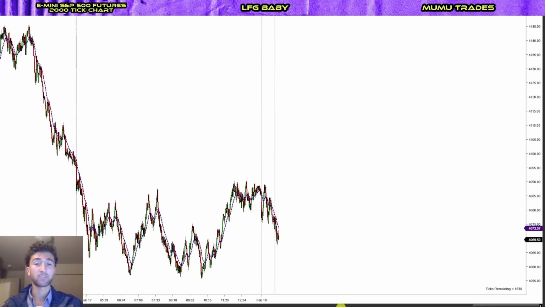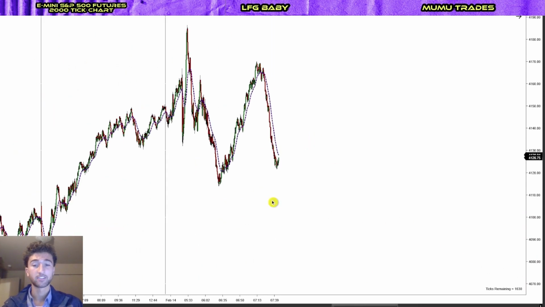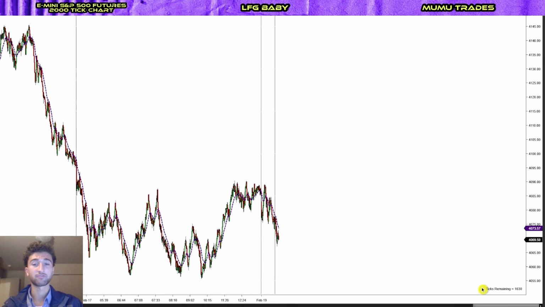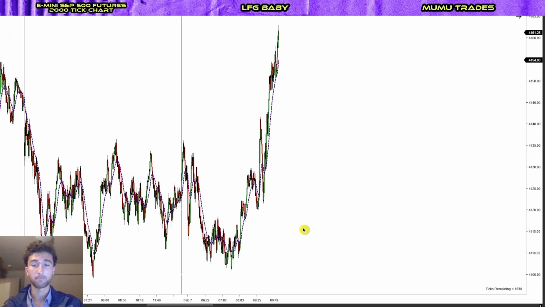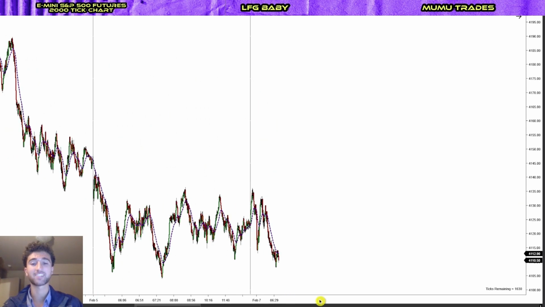I'm just going to be picking a random day on the chart, and we're going to go from there. So I'm just going to use this scrolling bar. So if we go left, right, left, right, left. Okay, boom. February 7th it is.